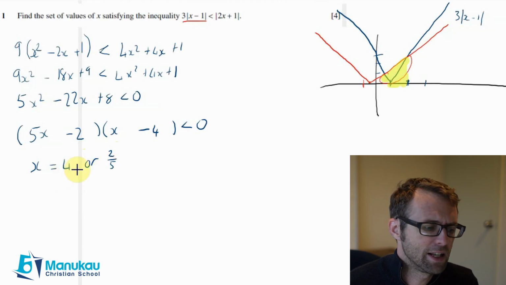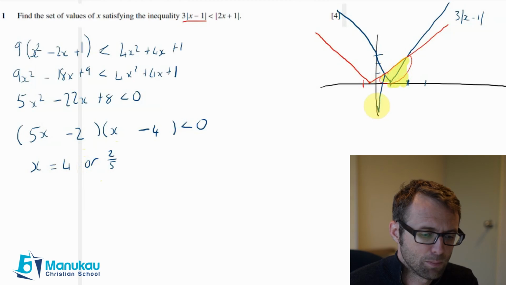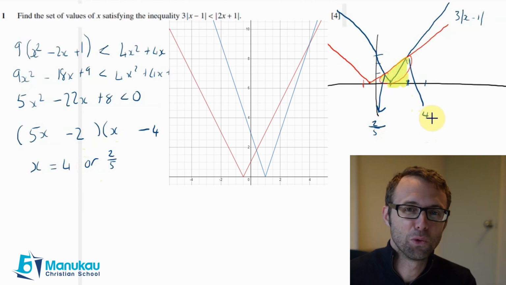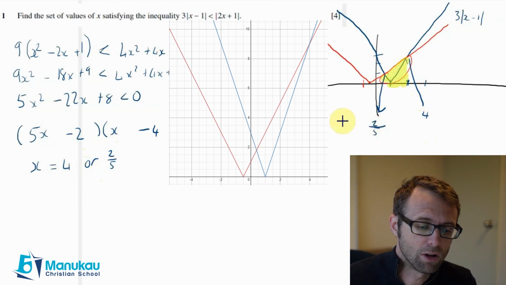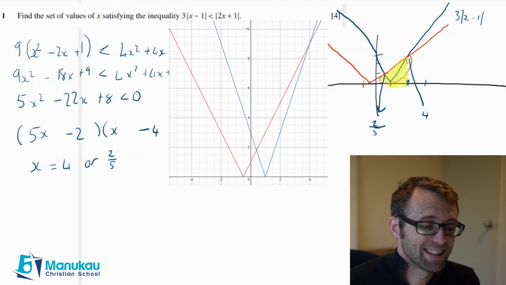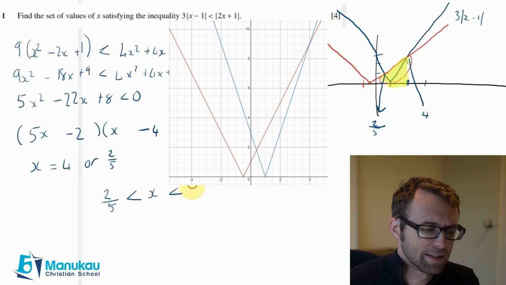These two values are where the functions meet. So we could say this bit here is 2/5, and this bit here is 4. And now we can clearly see that what I sketched before was totally inaccurate, but you get the general idea. Okay, so let's go back to the question. We're trying to find where blue is less than red. So if we were to write that, we would say 2/5 is less than x is less than 4.